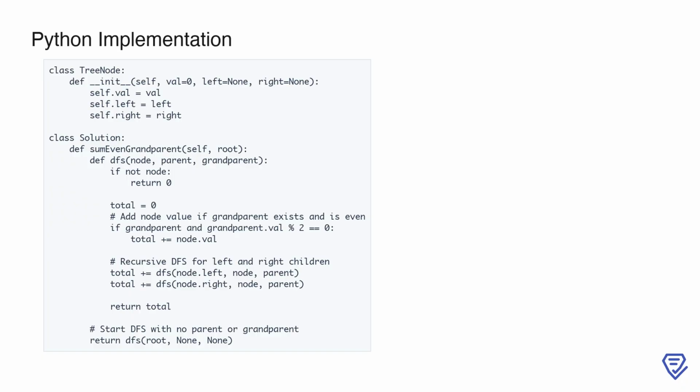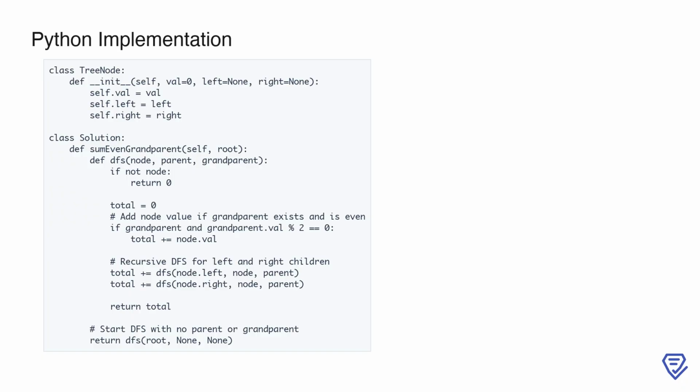The function makes recursive calls for the left and right children of the current node while updating the parent and grandparent references appropriately. 6. Initial call. The DFS is initiated with the root node, and both the parent and grandparent set to None since the root does not have a parent or grandparent.